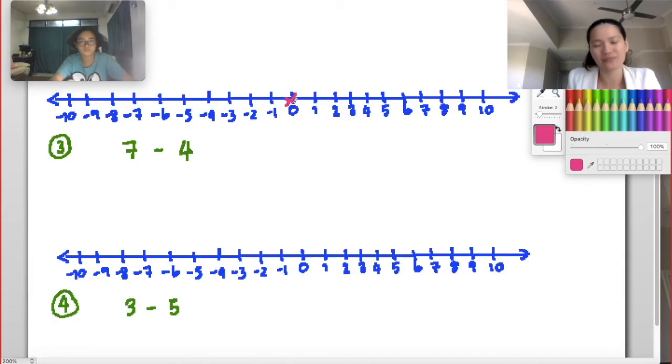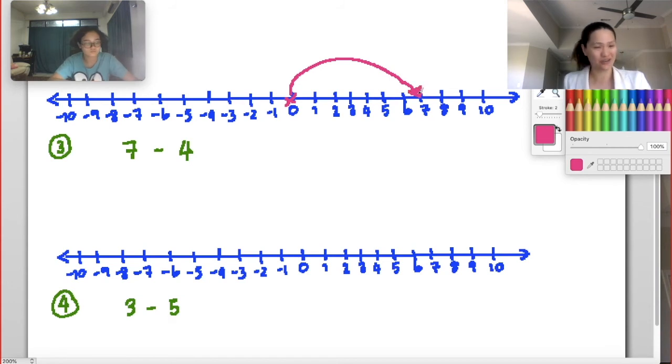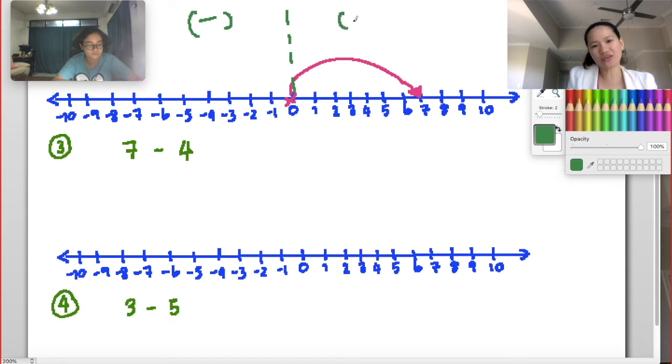7, we start from 0. But right now, I don't want to count 1, 2, 3, 4, 5, 6, 7, 8, 9. 1, 2, 3, 4, 5, 6, 7. I know it's here, so I do it like this: 7. Okay? Did you get it? Are you good? Alright, and then minus 4. Minus 4 means you have to come back to the left side. Remember, from 0, going to the left is negative and going to the right is positive.